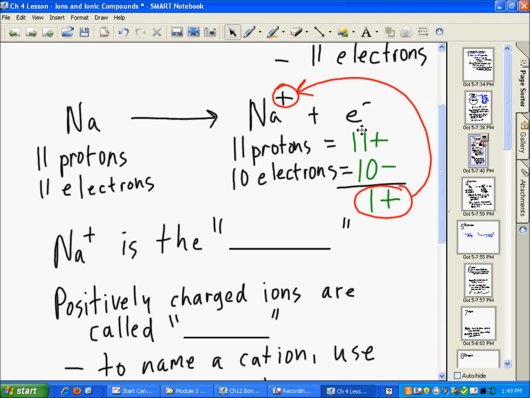Na+ is the sodium ion. So positively charged ions, called cations, when we name them, we just use the name of the element and ion. So if you're talking about the ion, you need to specify that it's the ion you're talking about. If you just say sodium, people will assume it's a sodium atom. So if you're talking about the ion, you need to say sodium ion.